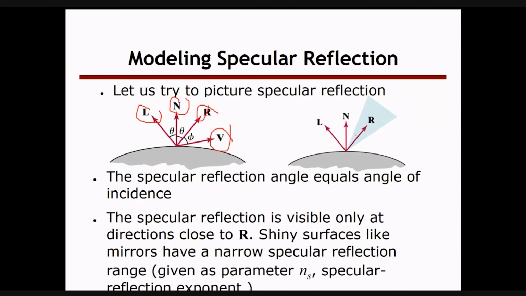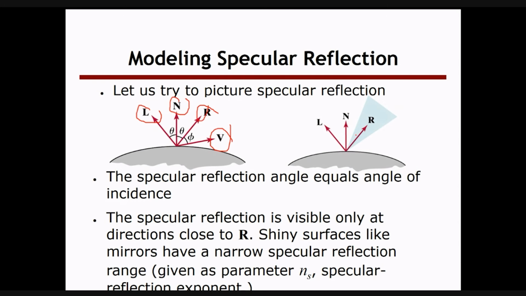As I said, if these things are there in the concept, then you have to model it in such a way that everything is considered, and that is how we can model this. And we have angle phi and angle theta. Angle phi is the viewing angle relative to the specular reflection direction R.